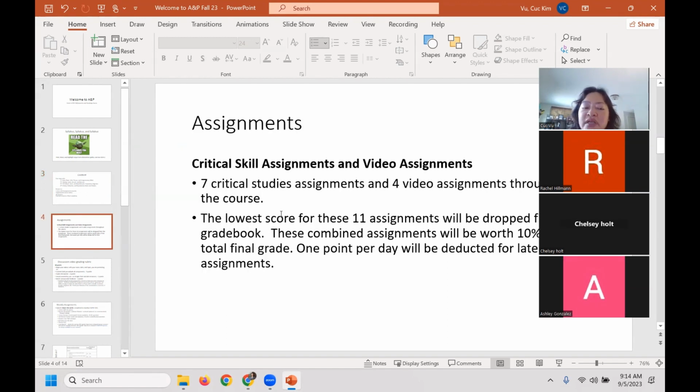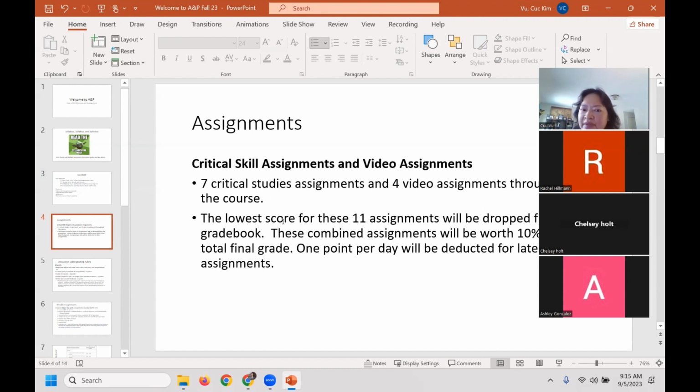Okay. So in this course, you're going to have 4 main things. Assignments. Then you're going to have quizzes, lab quizzes, lecture quizzes, and then lab exams and lecture exams, okay? So we'll start with the assignments. So within the assignments, we have what's called critical skills assignments.